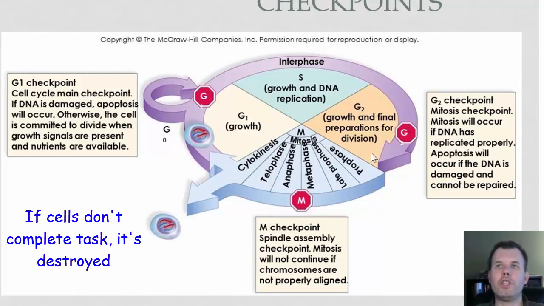Same thing with this G2 stop sign. If they don't check off their tasks, they get destroyed. And a couple of those tasks include synthesis of their DNA. If they haven't replicated their DNA correctly, it doesn't go through. If they haven't grown to the right size, it doesn't go through. And if the cells just don't look right, they don't go through.